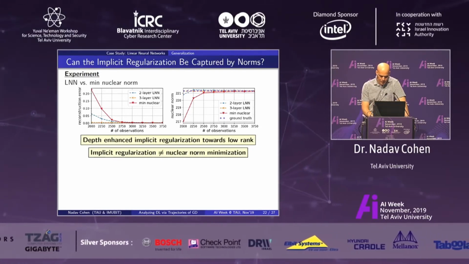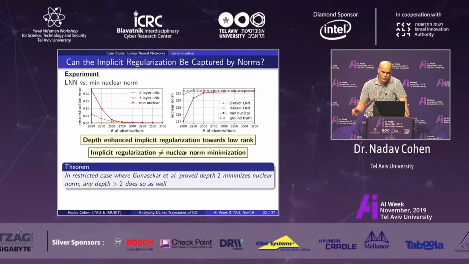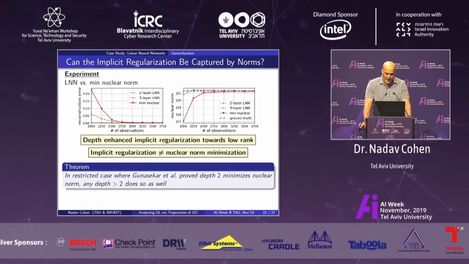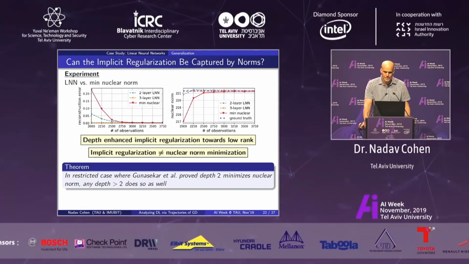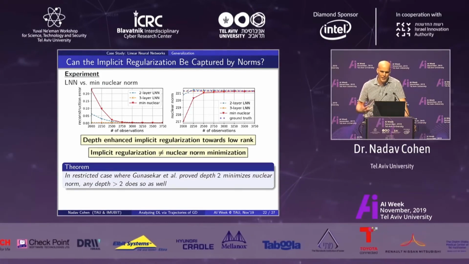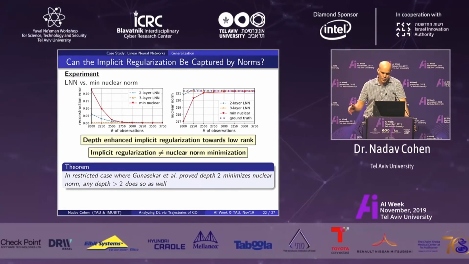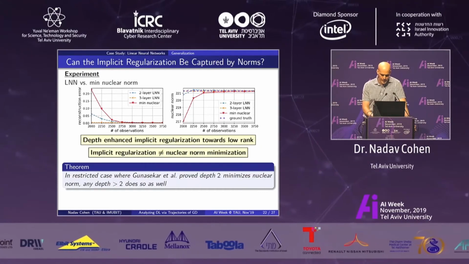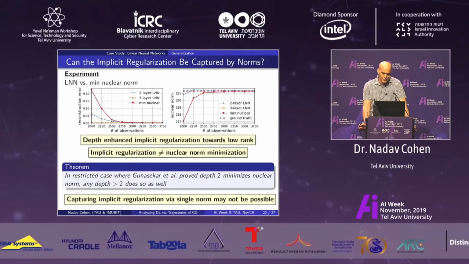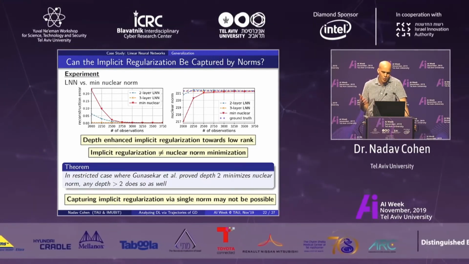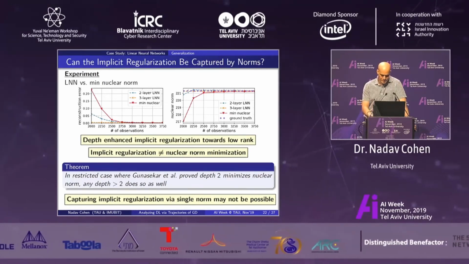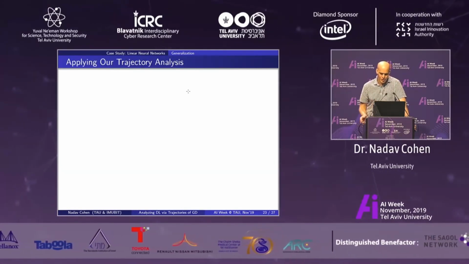happening. To add to that, we actually proved that in the restricted case where Gunasekar et al. proved that depth 2 minimizes nuclear norm, actually any depth does so as well. So it doesn't seem like there's something particularly special about depth 2 and nuclear norm. Whatever we know for depth 2, we know it for higher depths as well. This kind of led us to believe that maybe it's not even possible to capture the implicit regularization with just one norm. That's what we're used to from classical machine learning, but it doesn't mean that this is what's going on in deep learning. And then we again resort to our trajectory analysis.